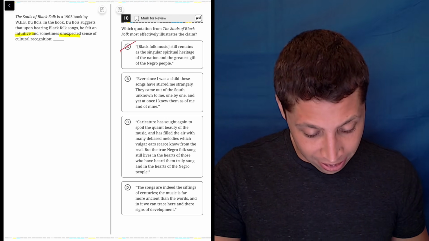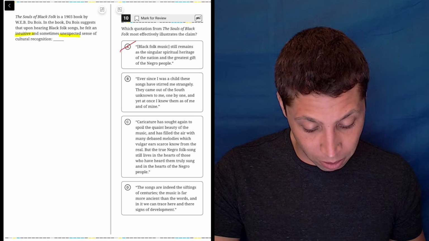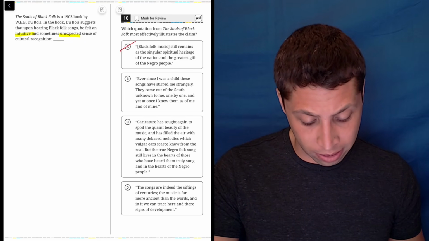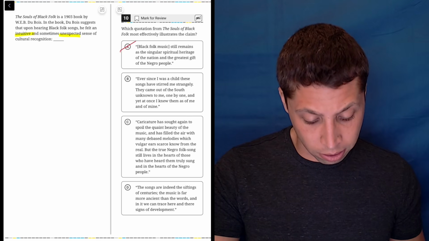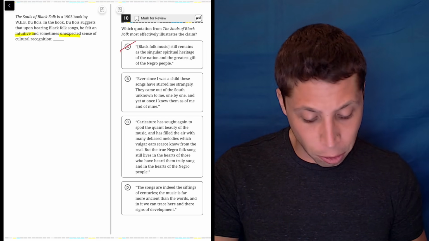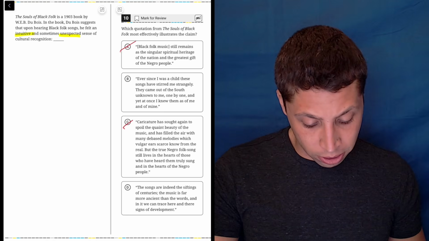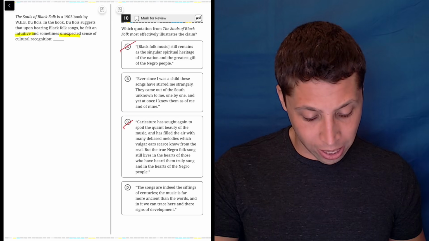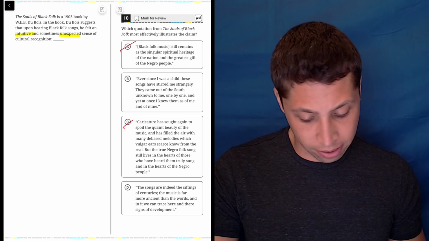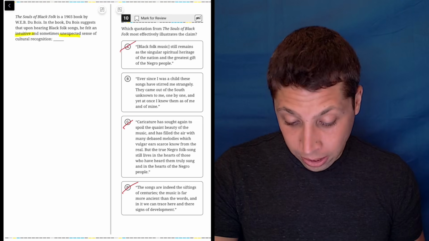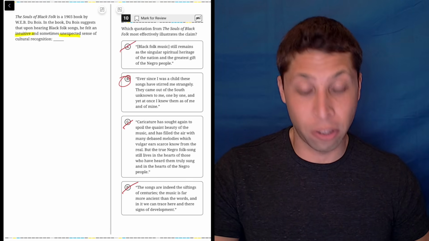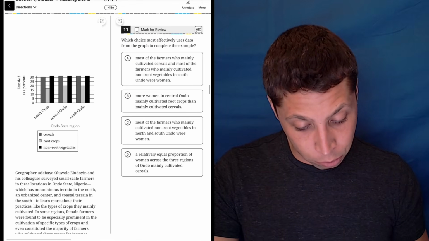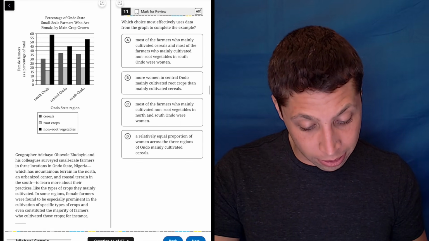Let's look at C. Caricature has sought again to spoil the quaint beauty of the music. That sounds negative. And has filled the air with many debased melodies, which vulgar ears. That sounds bad. The true Negro folk song still lives in the hearts of those who have heard them. This is about other people, not about him. The songs are indeed the siftings of centuries. The music is far more ancient than the words. Yeah, this has nothing to do with him. So, look, unexpected, intuitive. We get both of those ideas in choice B. It's important in the question. It's important in the choice. Boom.